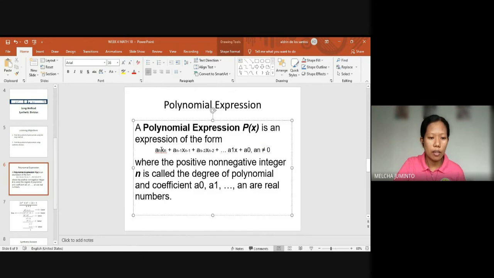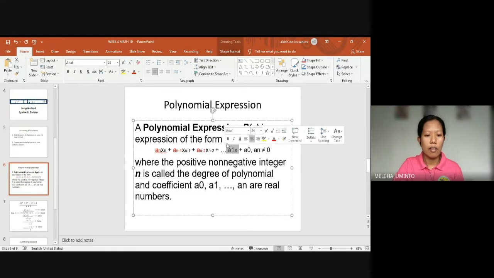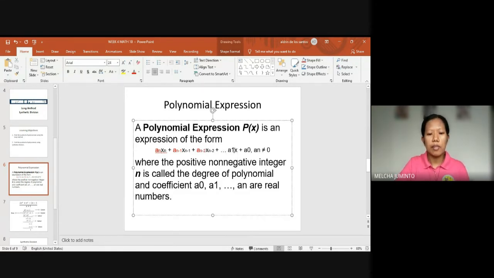So take note that these particular expressions are not variables. Those in red are actually real numbers. The only variable is x, but those expressions in red font are real numbers. So you will understand it more as we proceed with examples.